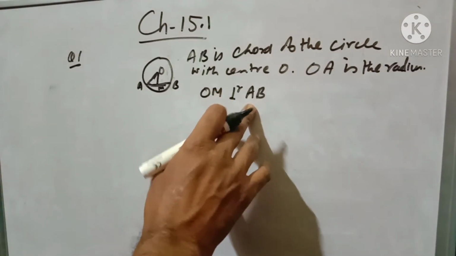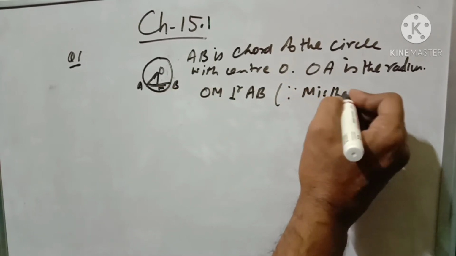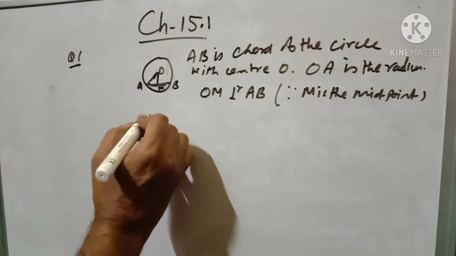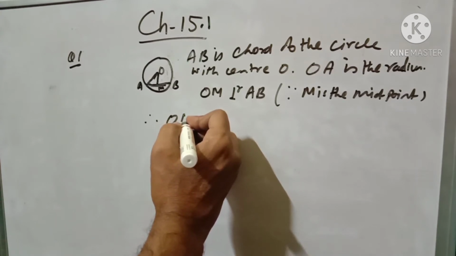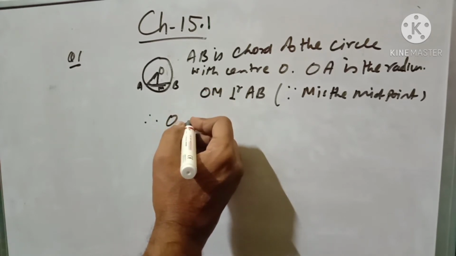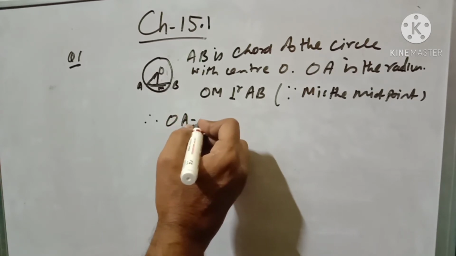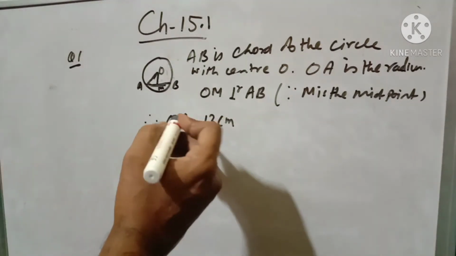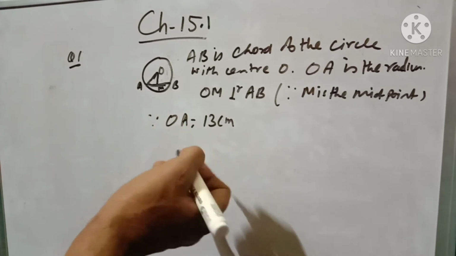OM is perpendicular to AB, and since M is the midpoint, therefore OA equals 13 centimeter, because it is given as the radius.